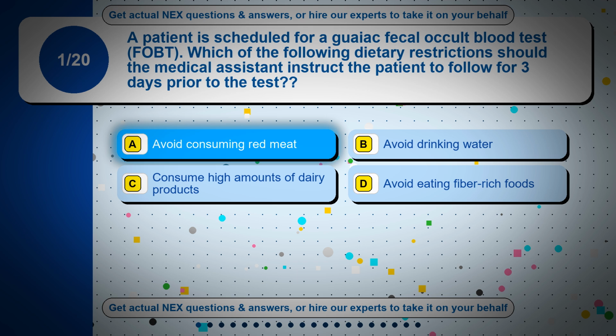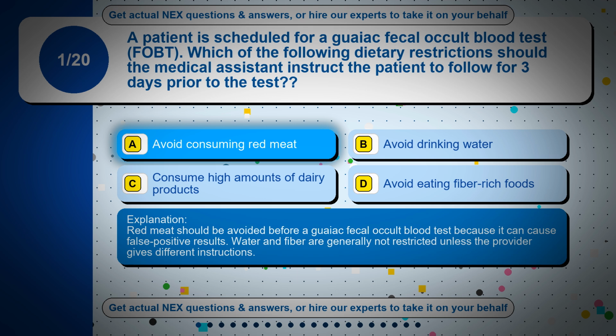The correct answer is option A. Avoid consuming red meat. Red meat should be avoided before a guaiac fecal occult blood test because it can cause false positive results. Water and fiber are generally not restricted unless the provider gives different instructions.